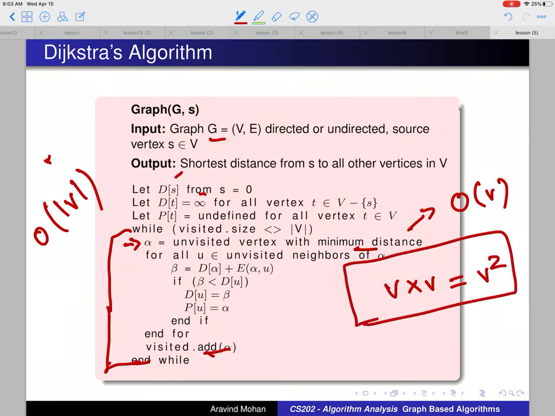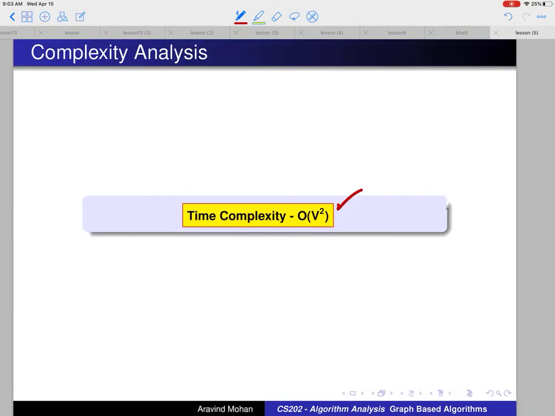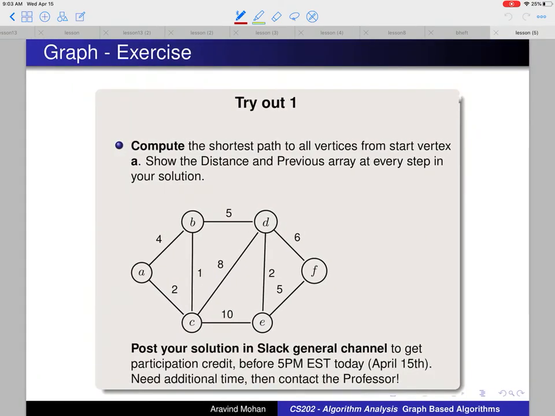So again, let me repeat myself. Outer while is going to go and add all the vertices to the visited array, right? So that's going to be V times, and then inside that while loop we would need to find the vertex with the minimum distance. And in order to find that, it is going to take at least V times, right? So the worst case is going to be big O of V, and thereby the running time is big O of V squared.